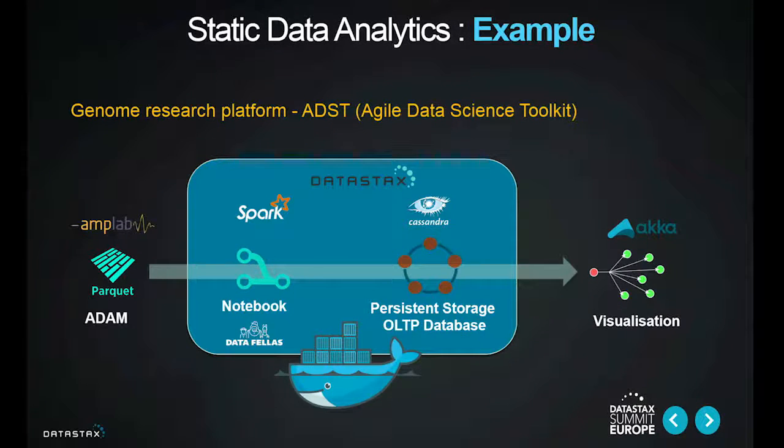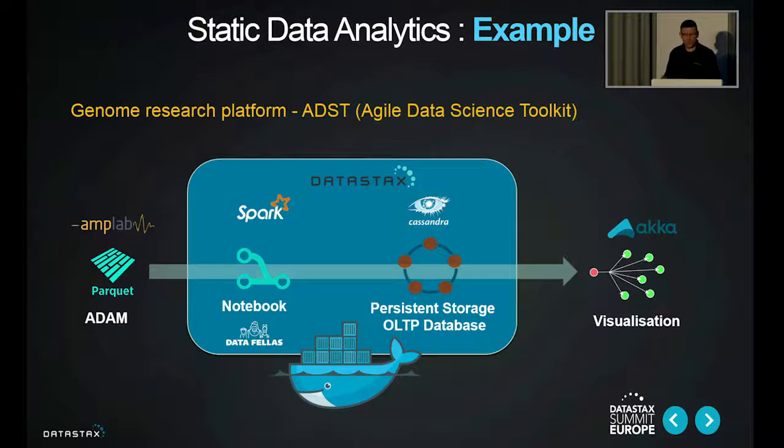And here's a real-life example. This is an agile data science toolkit. It comes from a company called DataFellas, again, the guys that wrote the Spark notebook. They deal a lot with bioinformatics. This particular use case is genome research, so they're using the ADAM data sets. This is a set of libraries and standards for working with genomic data, but it's in Parquet format.